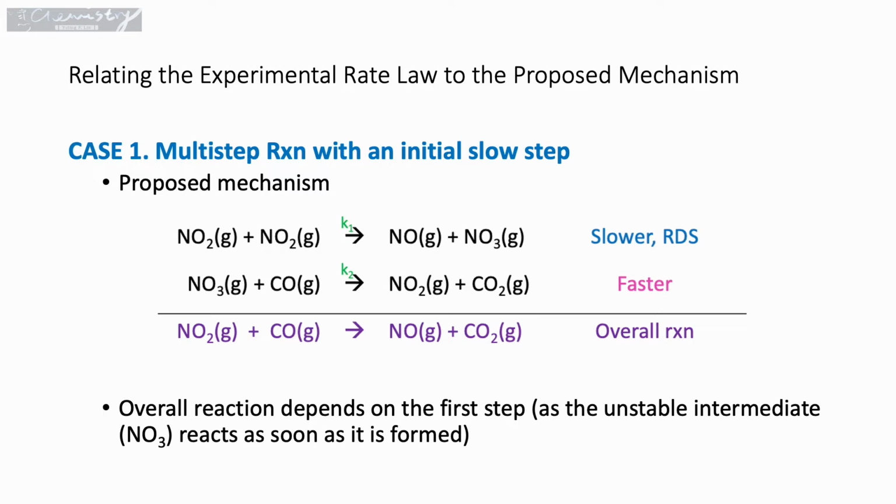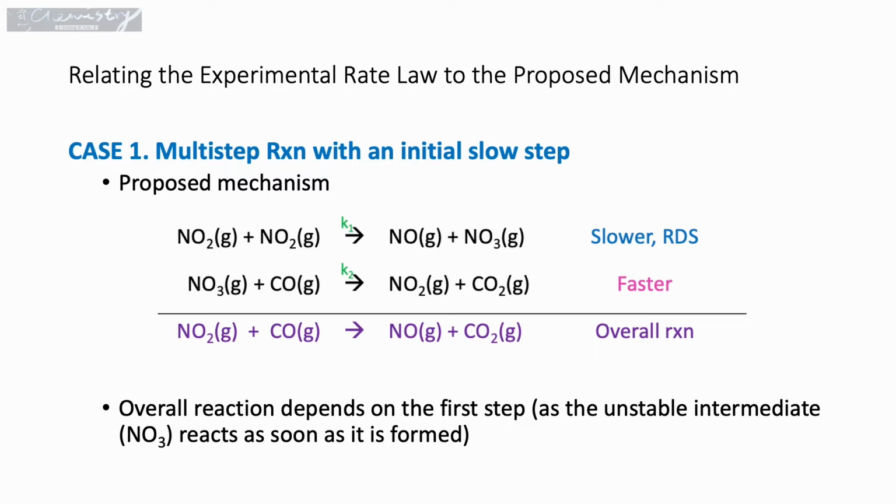So let's look at the first case. The first case is when we have a multi-step reaction with an initial slow step. So in this reaction, we can see that the first criterion is already checked because the elementary steps do add up to the overall one. The second is we have to check the experimental rate law and then the rate law of the proposed mechanism. So let's look at the predicted rate law based on this mechanism.